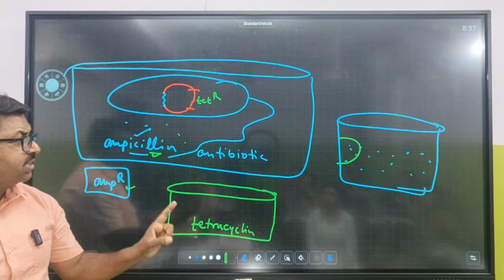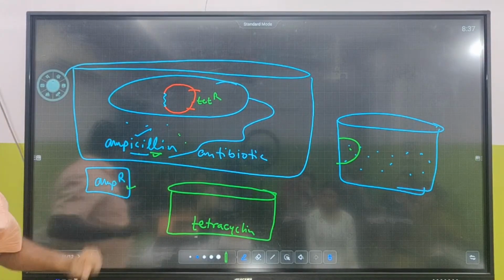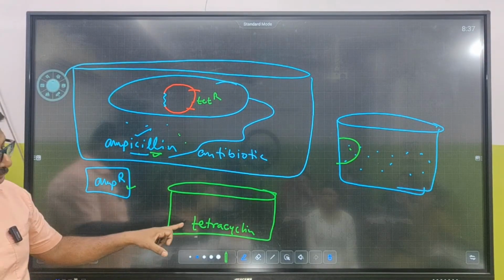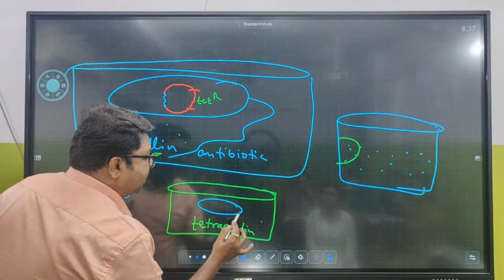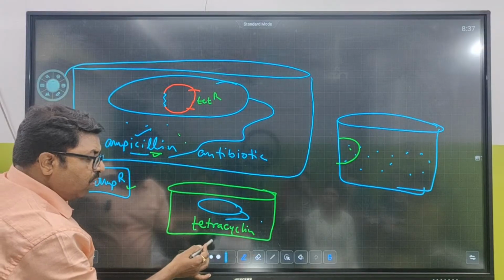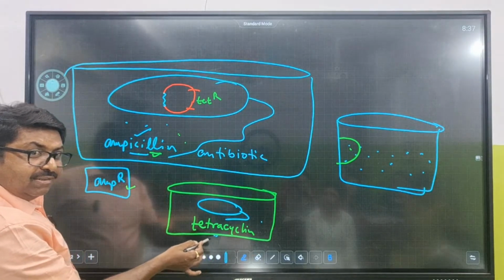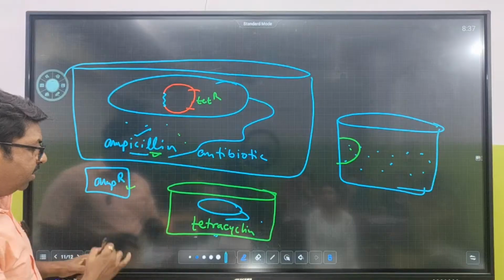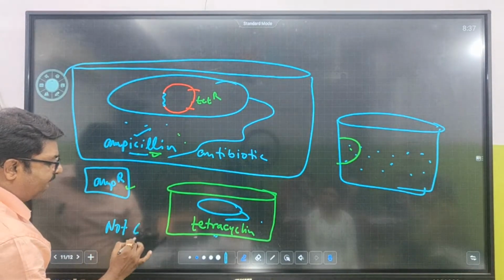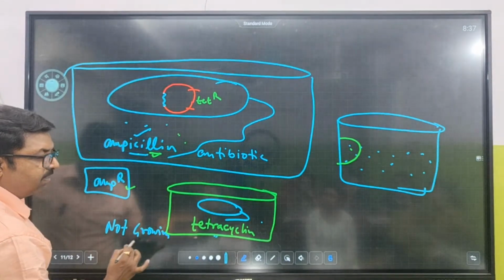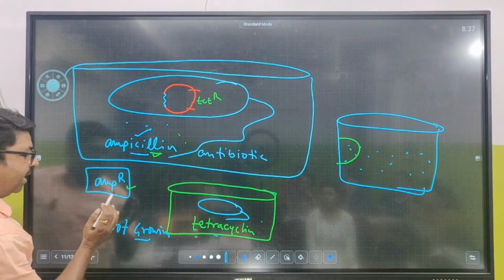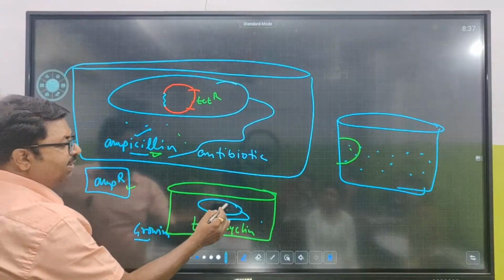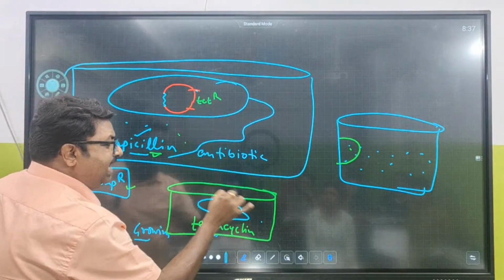Two. First, we have taken only ampicillin. Then, to reconfirm it, we have taken the same bacteria and allowed it to grow in tetracycline medium, and found that it's not growing over here. Not growing or growing? Growing. It's growing. Why? Because it is having the tetracycline site intact.